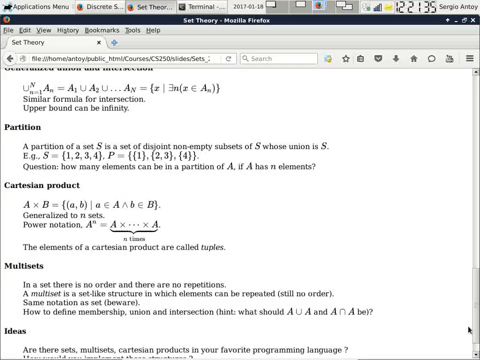Almost everything else comes from this one. Which operation do we make? Subset. A is a subset of B if every element of A is an element of B. Equality. Two sets are equal if every element of A is an element of B and every element of B is an element of A, which is equivalent to saying A is a subset of B and B is a subset of A.